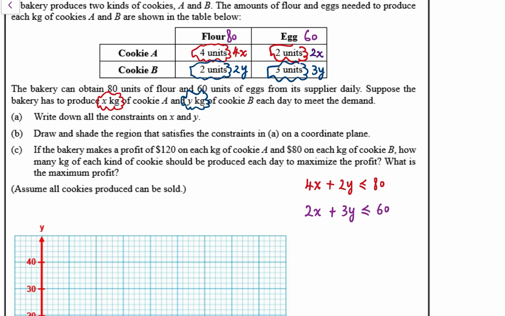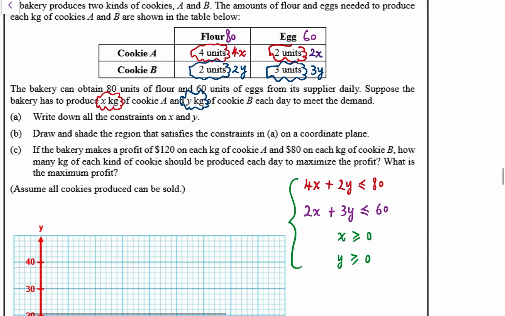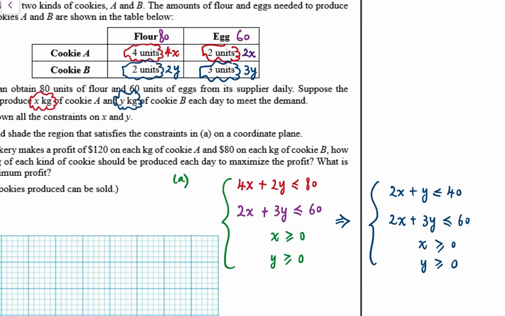We also have some additional constraints, because x and y should be non-negative. So that's why I have x greater than or equal to 0 and y greater than or equal to 0. And we can further simplify the system of inequalities in part A. So that will be the constraints on x and y in part A.